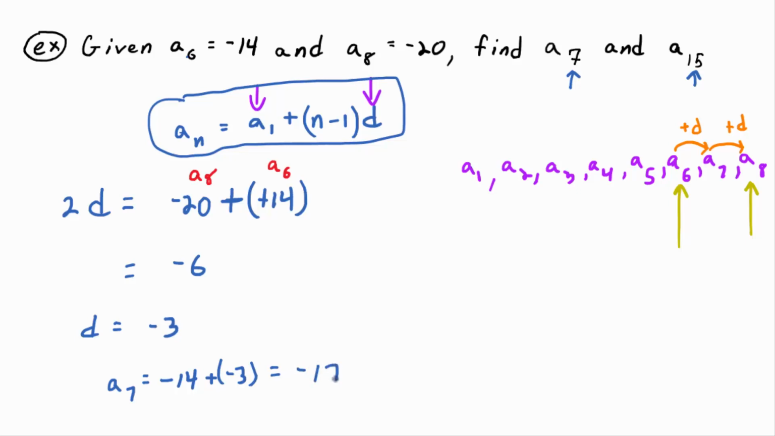Negative 17. Can you check it by adding negative 3 again? Make sure you get A8 equals negative 20. Yeah, if you add negative 3 again, negative 17 plus negative 3 is negative 20.